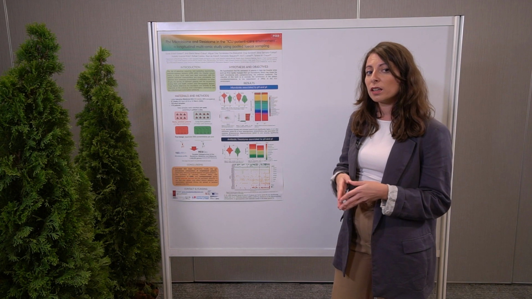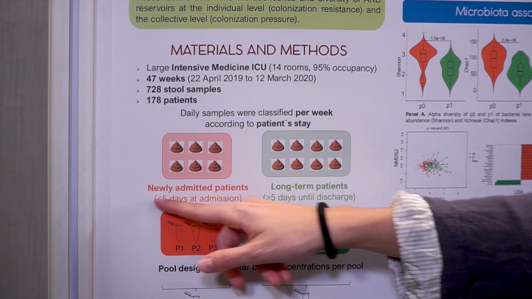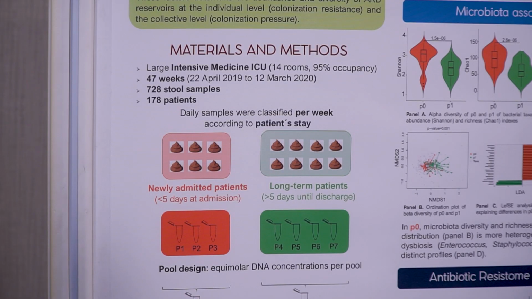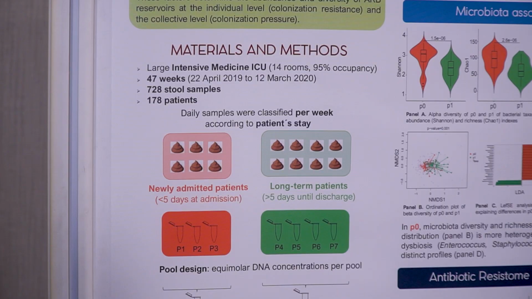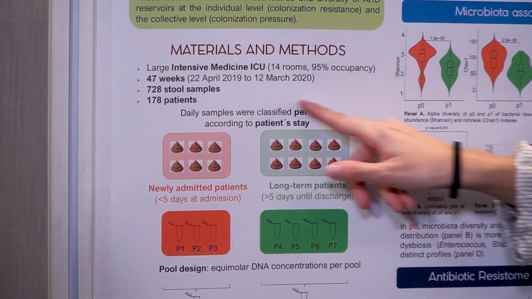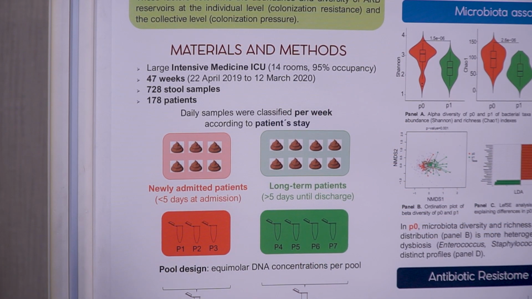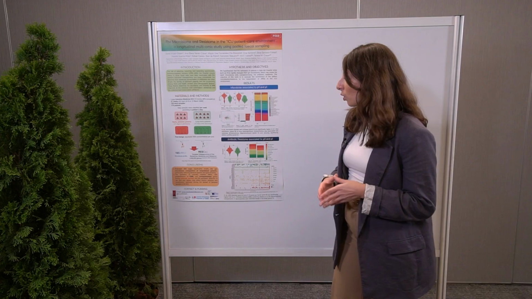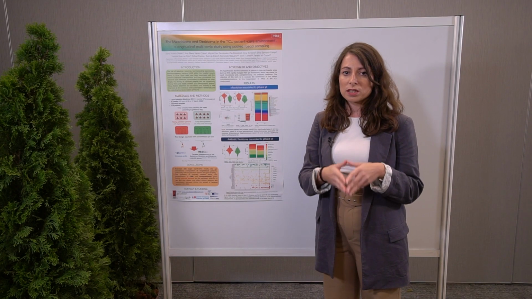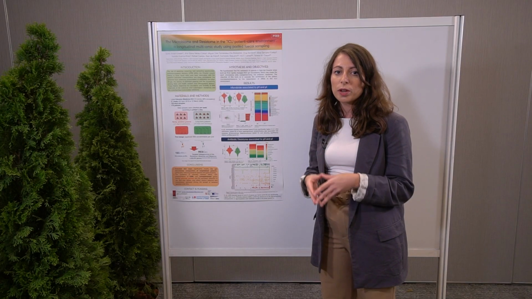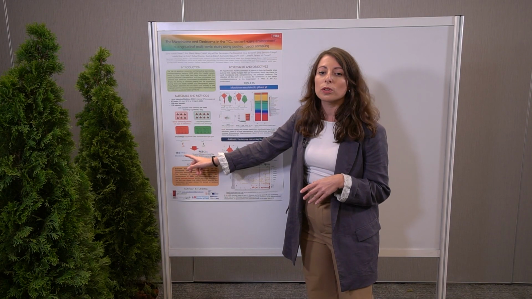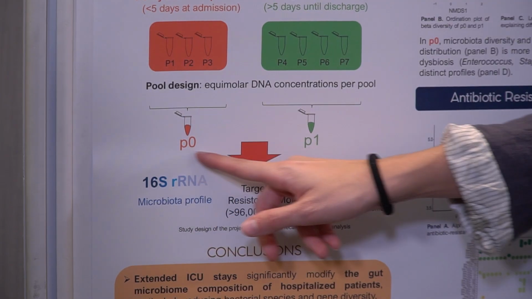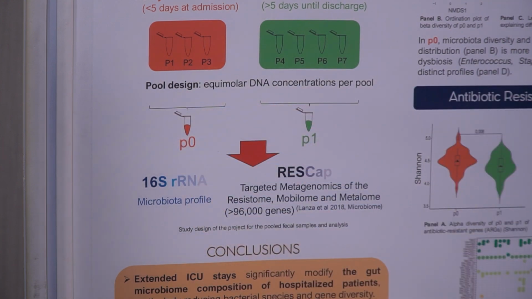These samples were divided into two groups: the newly admitted patients group, or group 0, which were samples recovered during the first 5 days at admission, and the long-term patients, or group 1, which were successive samples until the discharge of the patients. We selected one sample per patient per week and per group, extracted the DNA, and performed the pooling analysis, in which samples from the newly admitted patients were pooled into pooled samples P0, and for long-term patients, the samples P1.